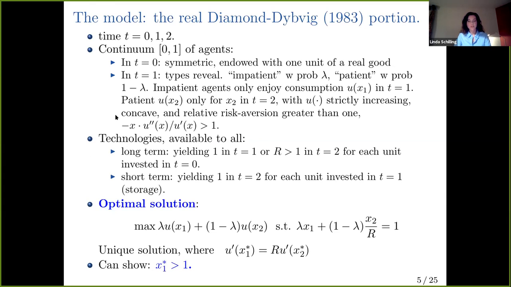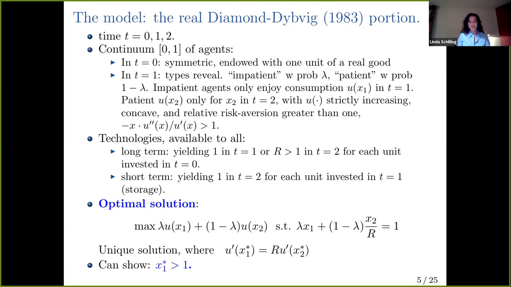And now at time 1, agents learn something about themselves. So types are revealed, and they are private information. Namely, agents learn whether they will live until the last time period, time 2, or whether they essentially will die after the first time period. Agents that die after the first time period are called impatient. They can only consume at time 1, whereas the patient types are late consumers. These two agent types share a common utility function, strictly increasing and concave, with relative risk aversion greater than 1.